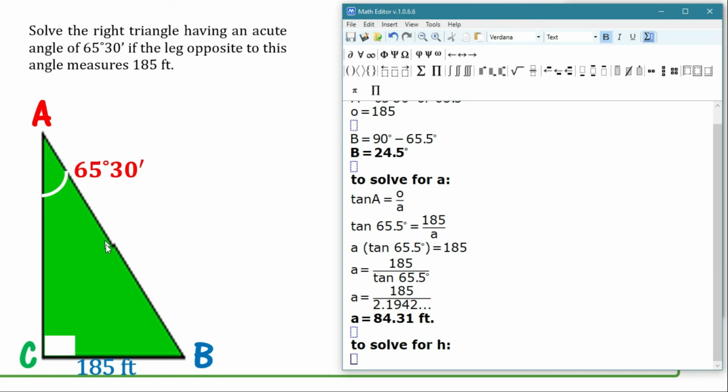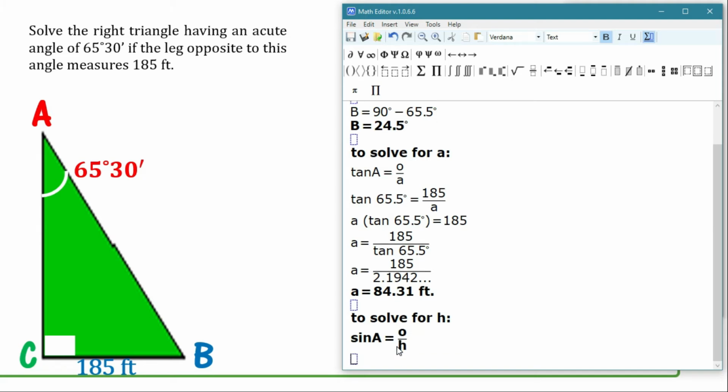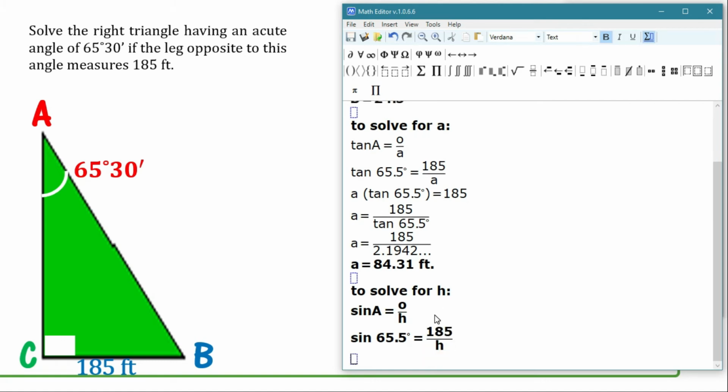Alright, so that's gonna be opposite over hypotenuse, that is the sine function. So we are to look for the sine of A equals, tulad ng sinabi natin, so TOA, the sine of A or the sine theta or the sine of an angle is equal to opposite over the hypotenuse. Alright, since the value of A is 65.5 degrees, so we are looking for the sine of 65.5 degrees. Equals, since we are already given the measure of the opposite side, that is 185 feet, and we are looking for the hypotenuse. Okay? Next.